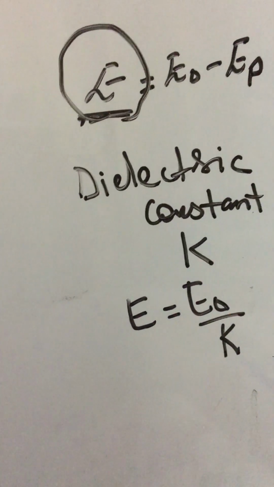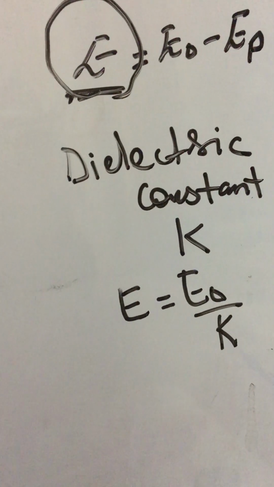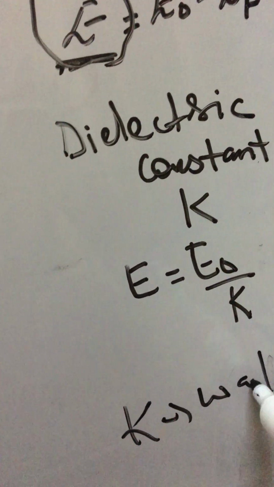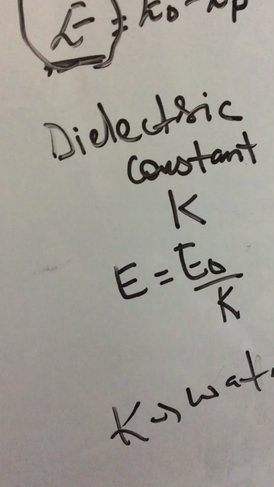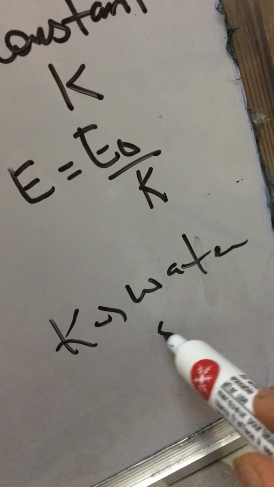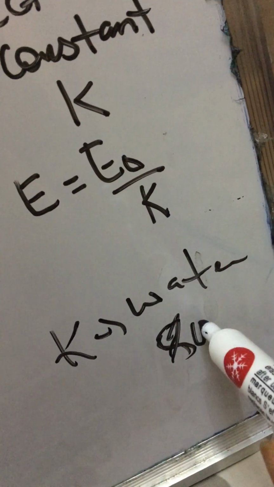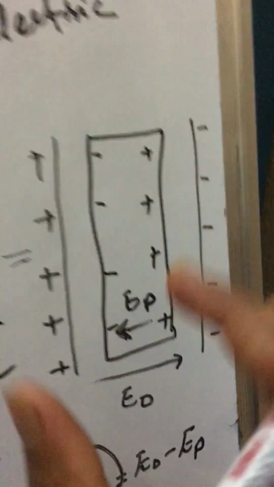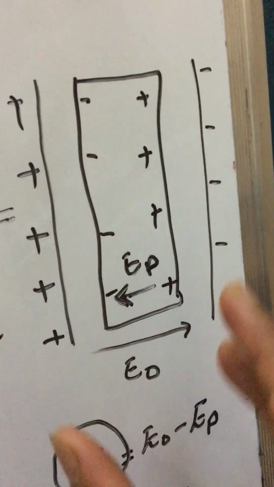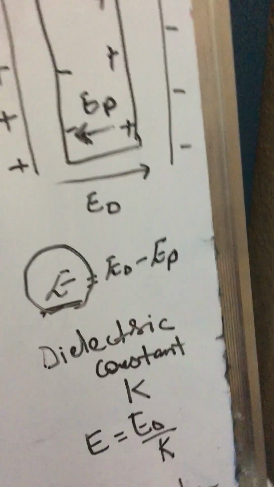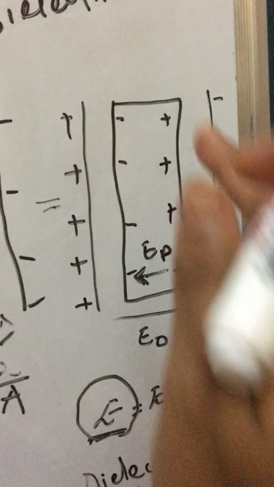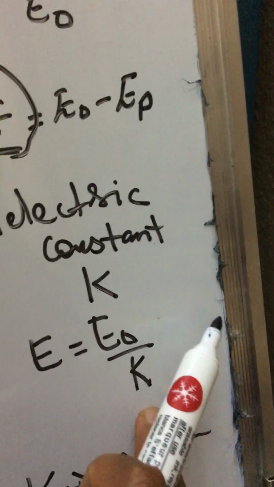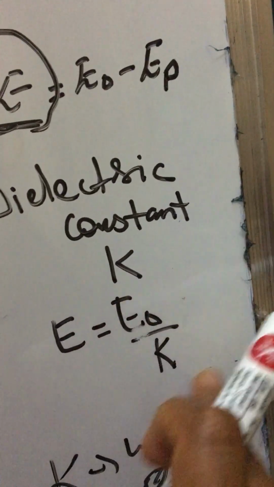Like for water, the dielectric constant is 80. I'm just taking this. For water, it's 80. Some books write 78 also. That is the distilled water and mineral water difference. So let me write 80. It means if water is kept in between, within the water, the electric field gets reduced by how much? 80 times. So what you need to remember is when the dielectric is kept, the electric field gets reduced by K times depending upon its dielectric constant.